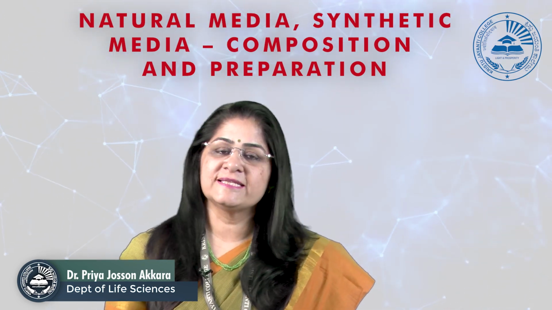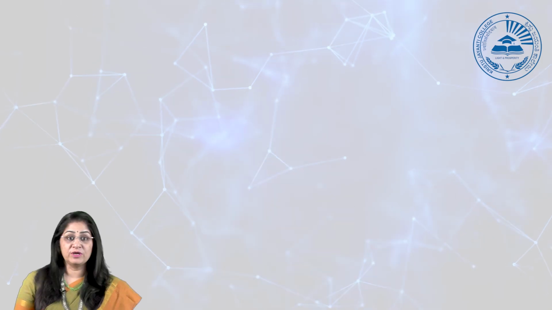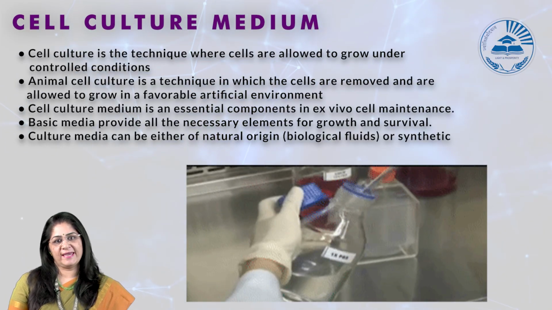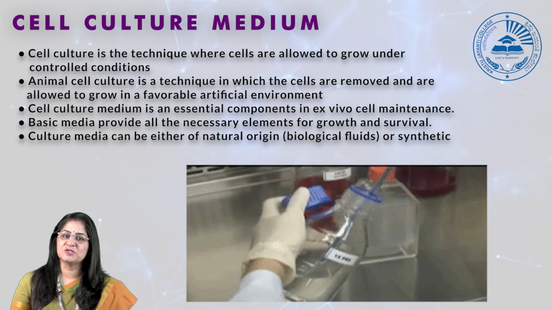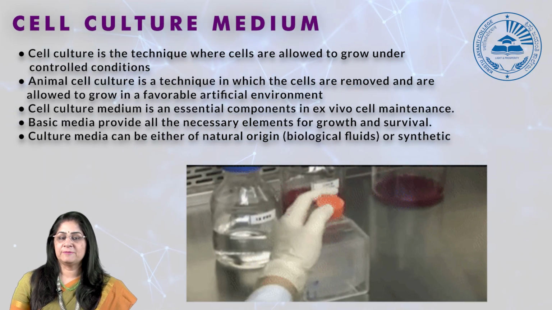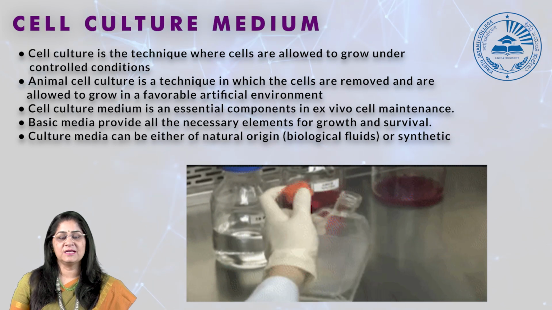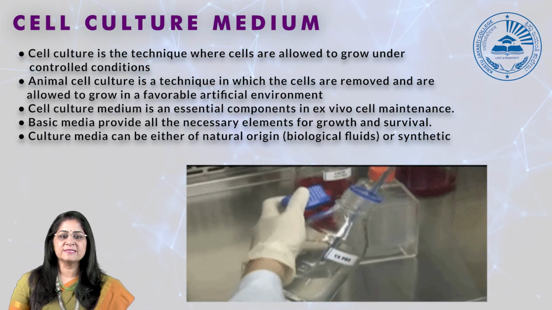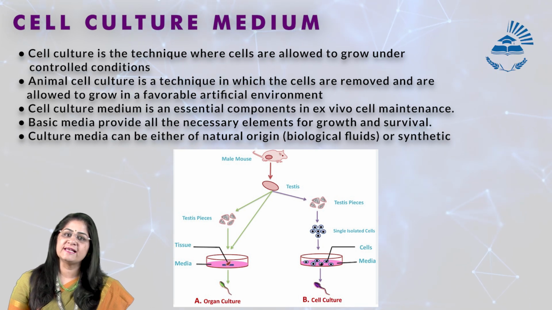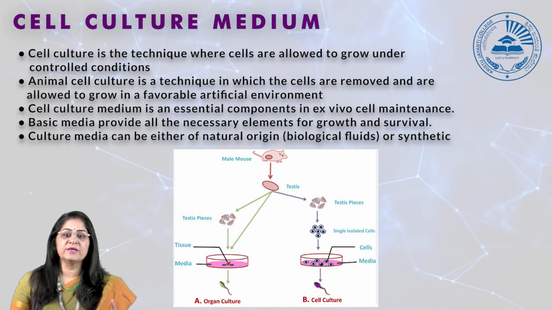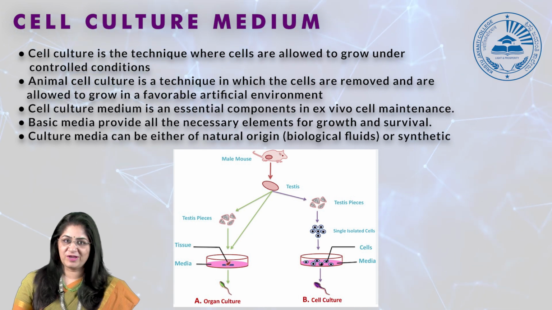Now, what is the essentiality of a cell culture medium? What does it refer to? We know that cell culture is a technique where cells are allowed to grow under controlled conditions. We take a primary explant, from there we grow a primary culture, and we grow the cells under controlled conditions. So, animal cell culture is a technique in which the cells are removed from the tissue and are allowed to grow in a favorable artificial environment.